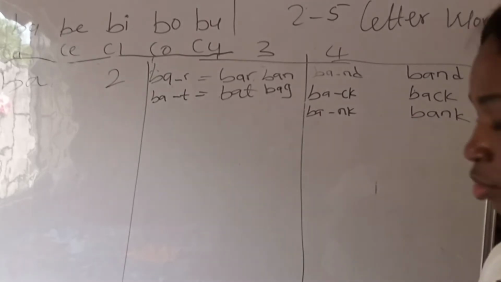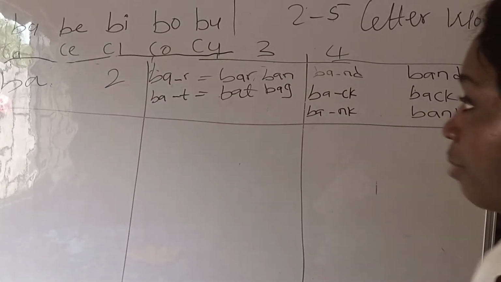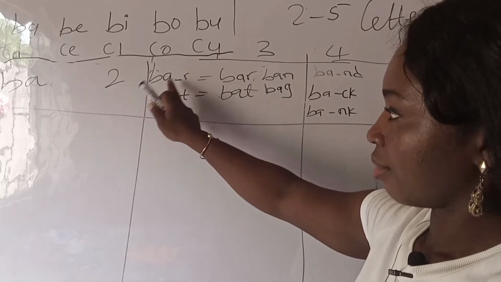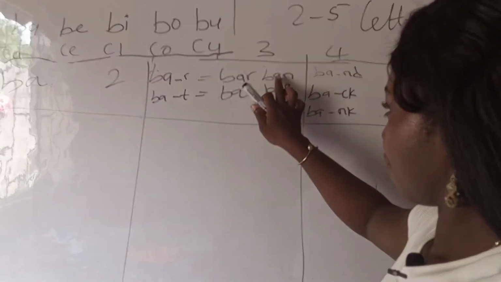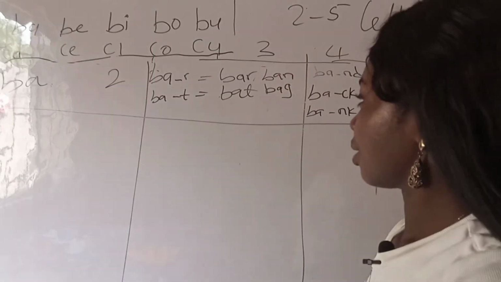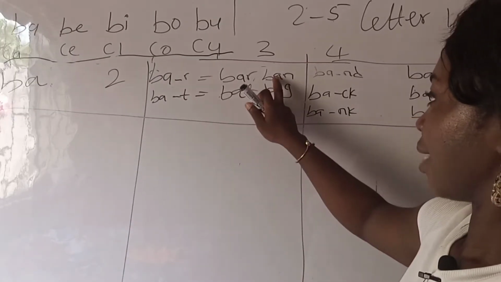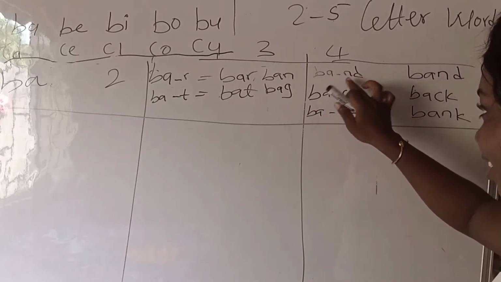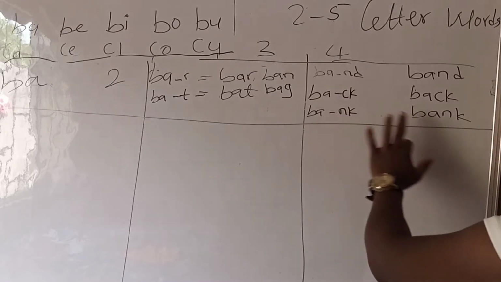Yes. So we've been able to form this. So let's try pronouncing them. We have ba, bat, ban, bag. We have band, back, bank.